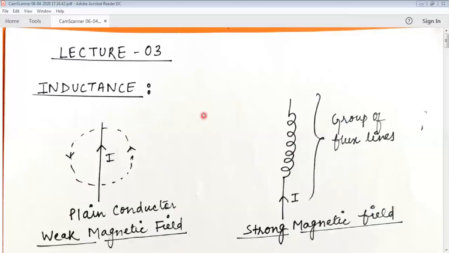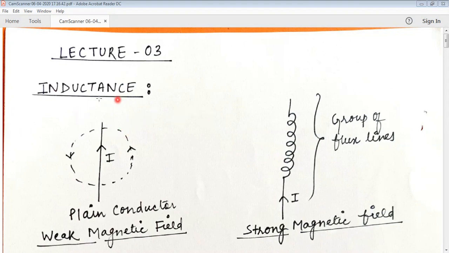So let's start lecture 3. Last lecture we studied the basics of resistance and the basic concepts related to resistance. Today we'll cover two more passive elements, inductance and capacitance. We'll complete the basics of inductance and capacitance.